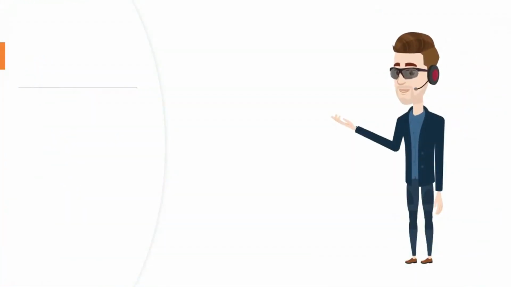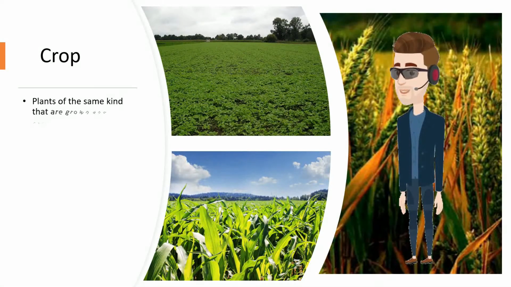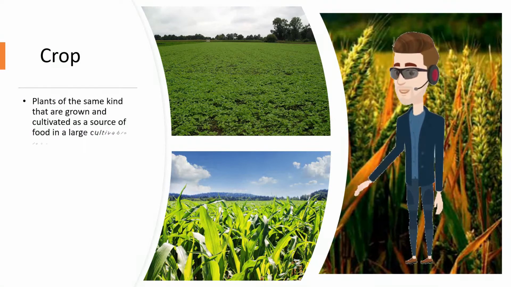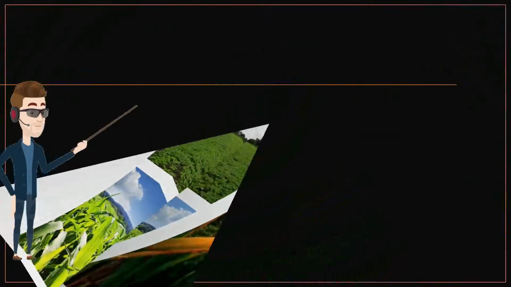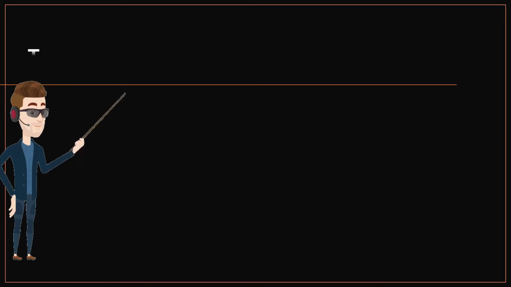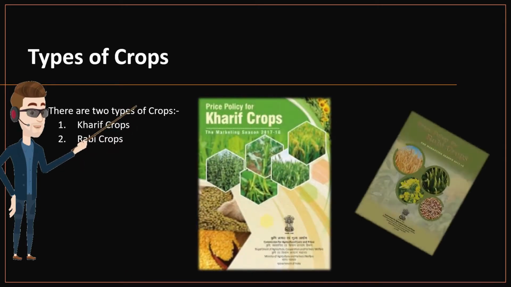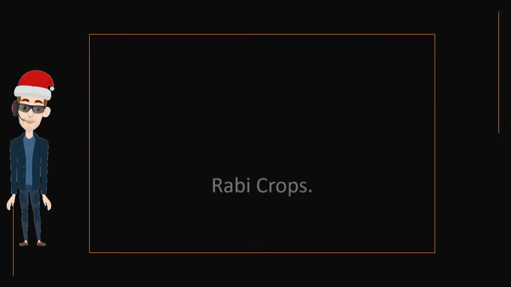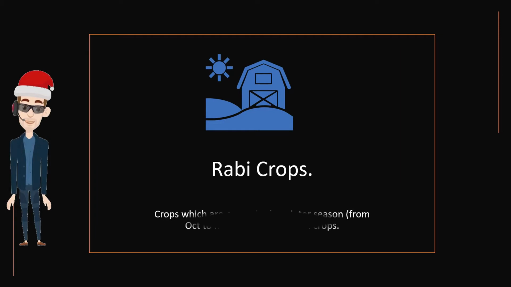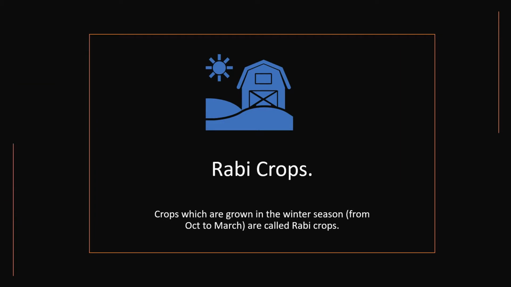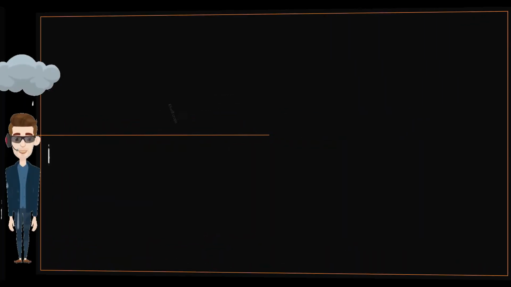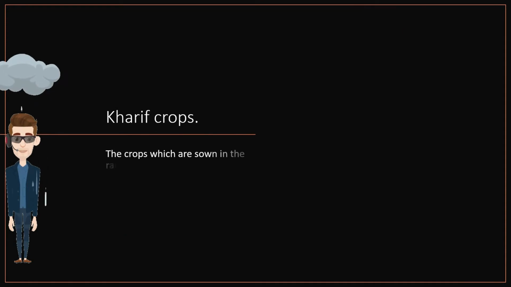Crop. Plants of the same kind that are grown and cultivated as a source of food in a large cultivable land is called crop. Types of crops. There are two types of crops. First, kharif crops. Second, rabi crops. Rabi crops. Crops which are grown in the winter season, from October to March, are called rabi crops. Kharif crops. The crops which are sown in the rainy season, from July to October, are called kharif crops.